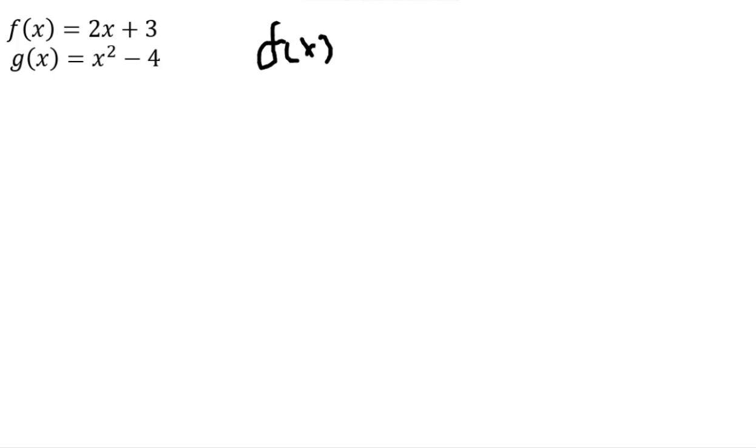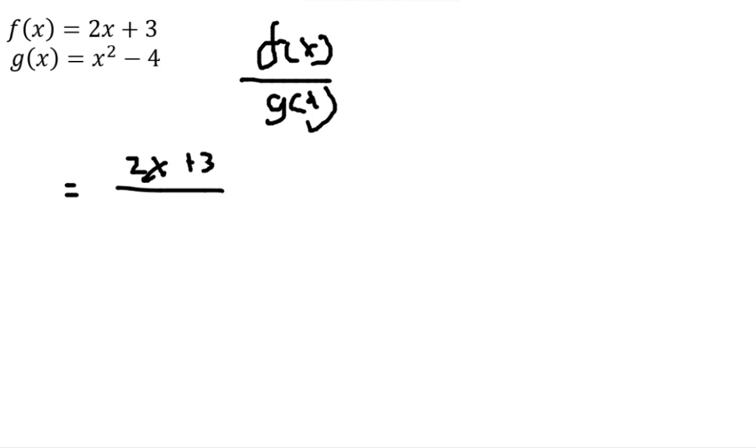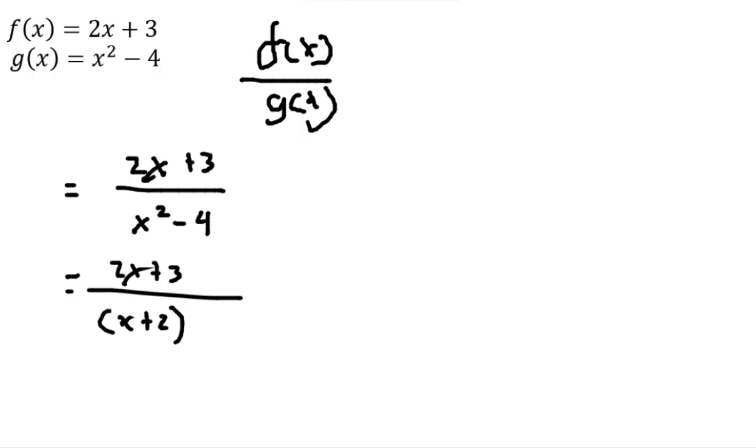Now we can also use division. So f of x divided by g of x. Okay, now we can just substitute. So we got 2x plus 3 divided by x squared minus 4. Okay, so now we can simplify the denominator. So 2x plus 3, and let's simplify this. This is a difference of perfect squares. This is going to be the quantity x plus 2 and the quantity x minus 2.